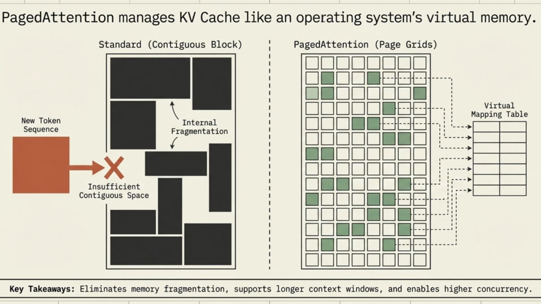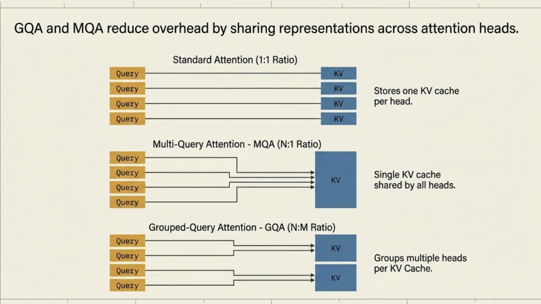All right, second layer, the architecture fix. And this one's about reducing how much cache gets created in the first place. Standard multi-head attention stores 1 KV cache per attention head. 32 heads, 32 caches. Full quality, maximum memory. That's your baseline. Multi-query attention, MQA, goes to the extreme. All query heads share a single KV cache. Massive reduction, but you see a noticeable drop in attention quality.